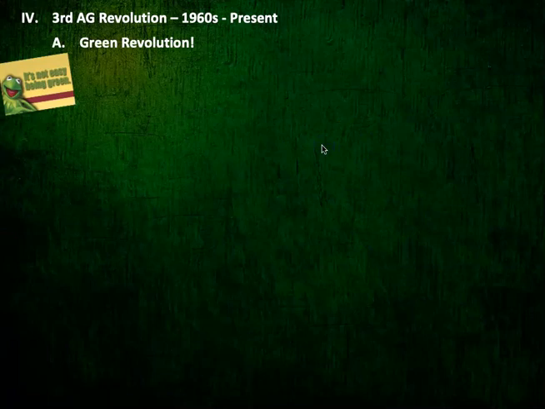And at the heart of the third agricultural revolution is something that comes to be known as the Green Revolution. We'll break down exactly what it means. Of course, we can think about green as in the green of plants and the chlorophyll and all that sort of thing. And so, yes, that is a clue.